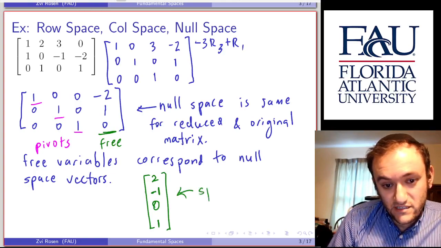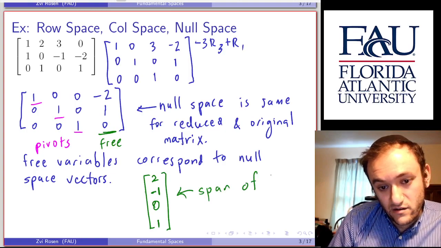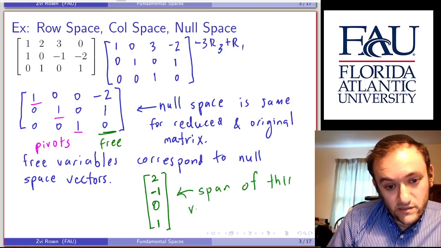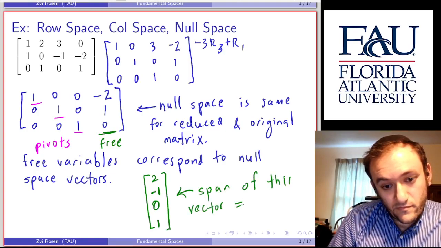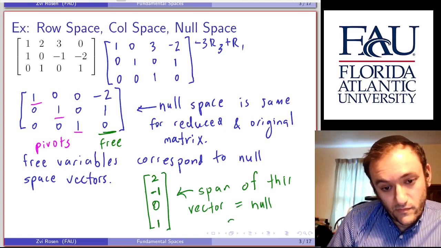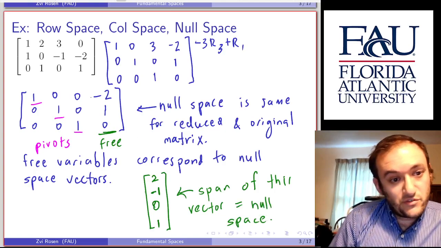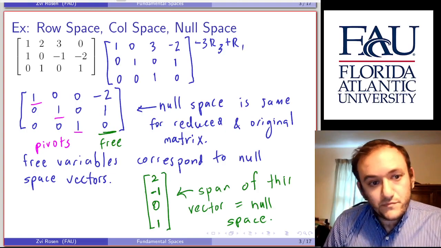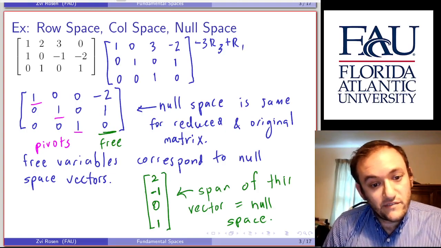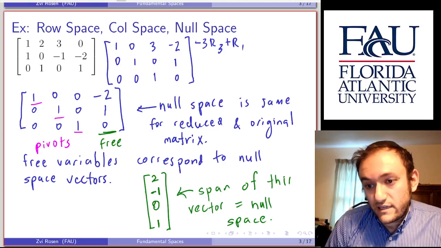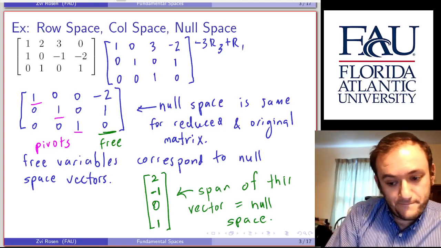So the span of this one vector equals our null space. Okay, and if you stick it back into the original matrix, you can see for yourself that the result is 0. Okay.